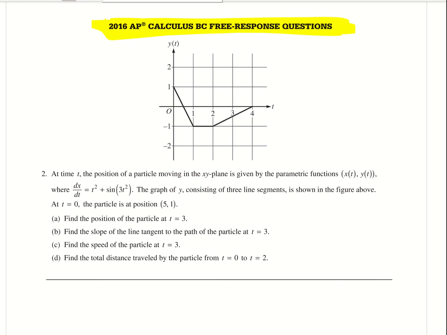All right, we're going to start with question number 2, which is calculator active. I guess I should turn on my calculator here.